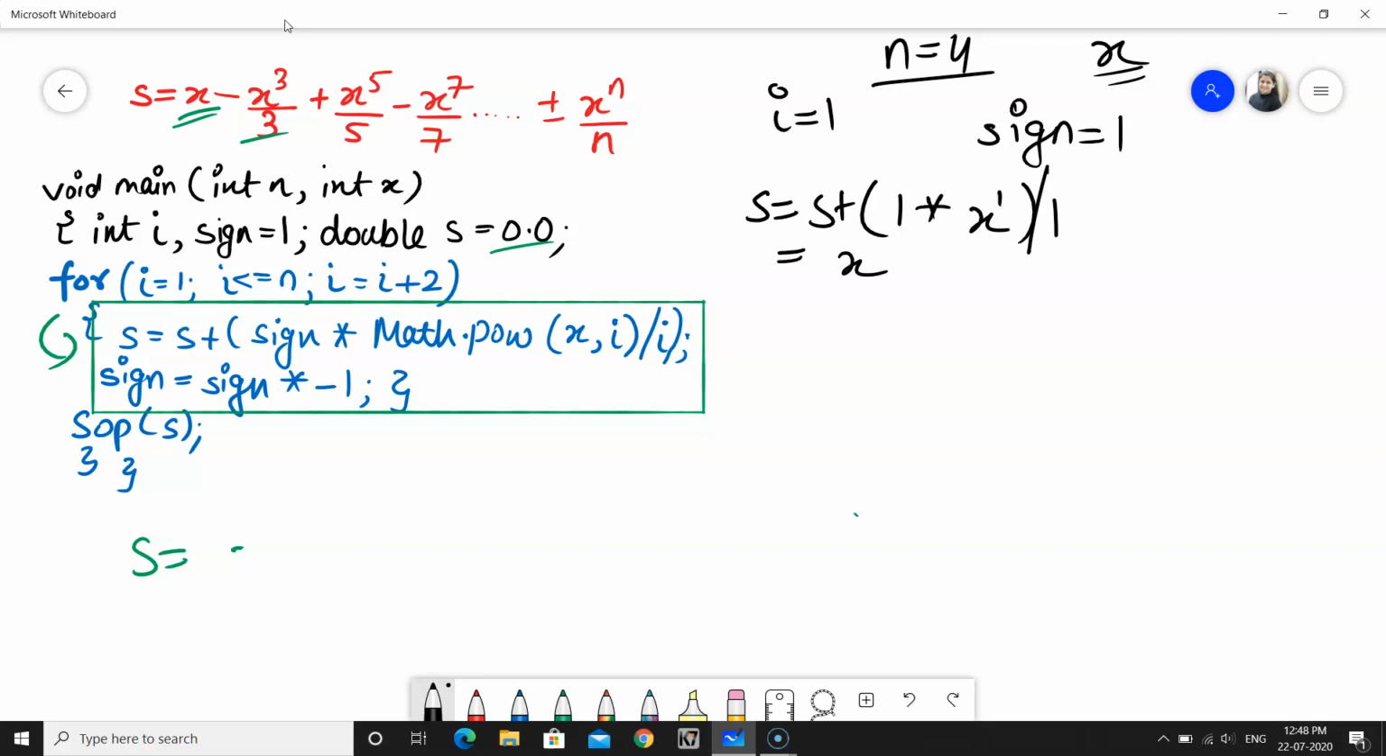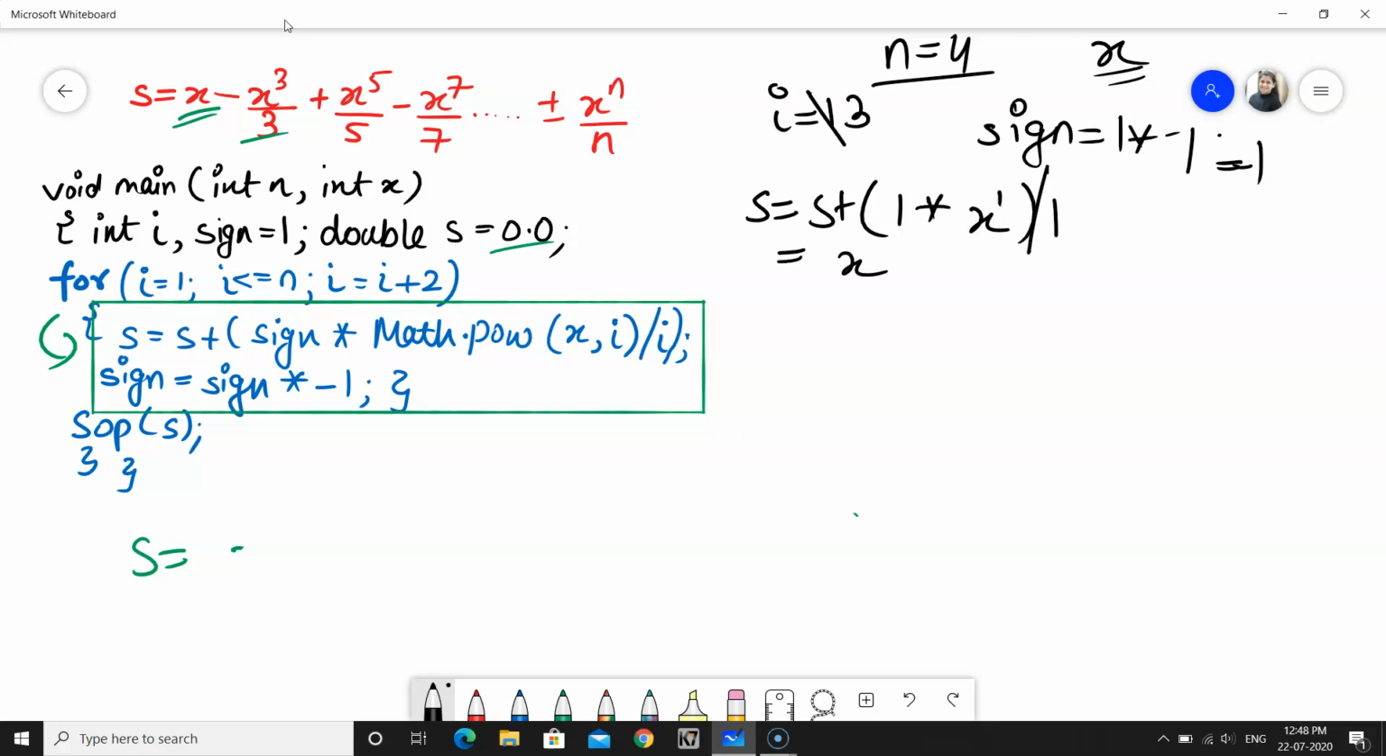And again I come inside the loop and I see that here we got one statement, sign is equal to sign into minus 1. So 1 into minus 1 gives me minus 1. So we got the sign value minus 1. Now again i will be 3, because it is i plus 2. So i will be 3 now.